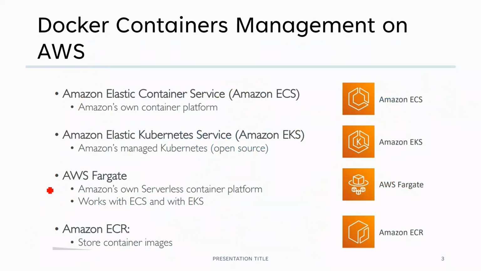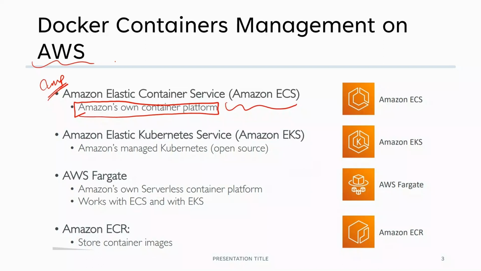Now let us see what the Docker container management options on AWS are. We have the most important one, which is ECS, Elastic Container Service. It's Amazon ECS, Amazon's own proprietary container platform, and it is very easy to use and understand.